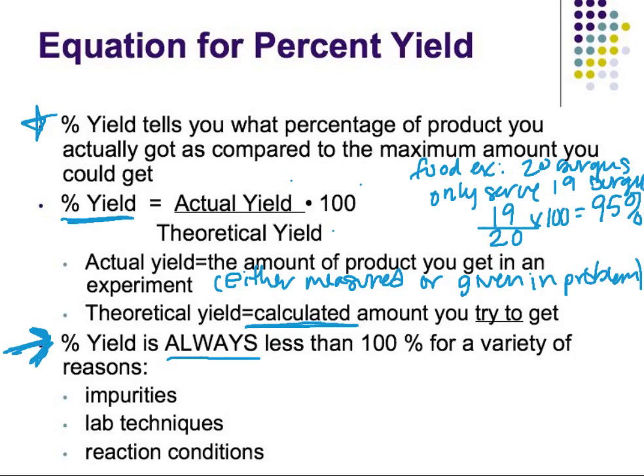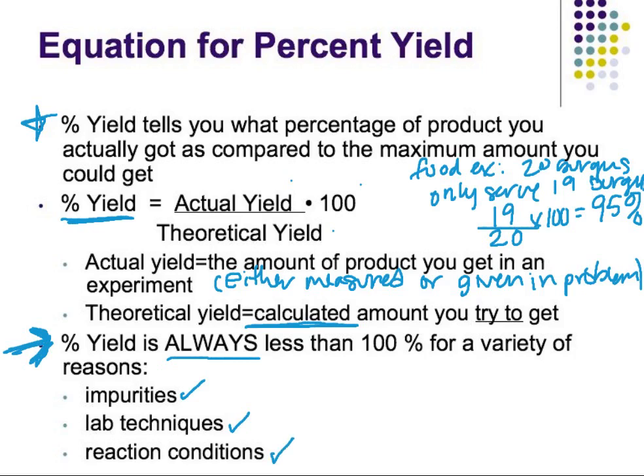Those reasons include impurities in the chemicals. So chemicals aren't 100% pure. There might be a little bit of water added to it. The chemical could be old and decomposed a little bit. But there are different impurities in chemicals that will keep you from getting 100% yield. Also, your lab techniques not being perfect keeps you from getting 100% yield.